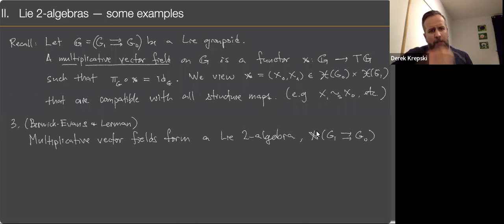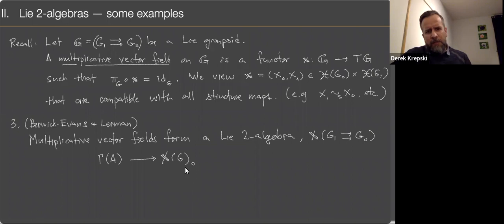And in fact, Dan and Eugene Lerman have shown that multiplicative vector fields on a Lie groupoid form a Lie 2 algebra. The perspective taken there is a tiny bit different, but we can phrase it in terms of two-term chain complexes. So here it is.